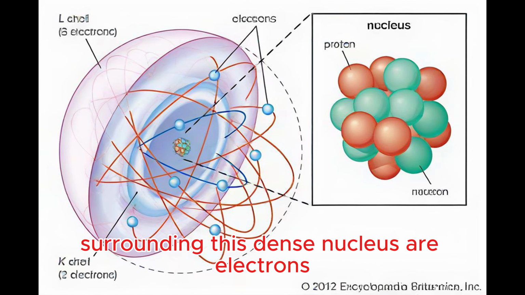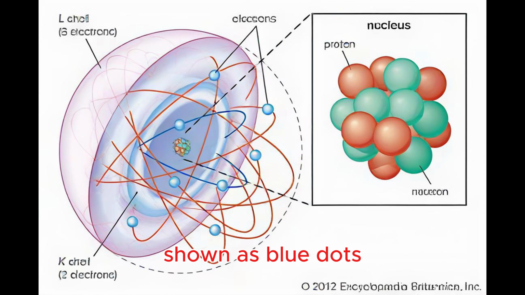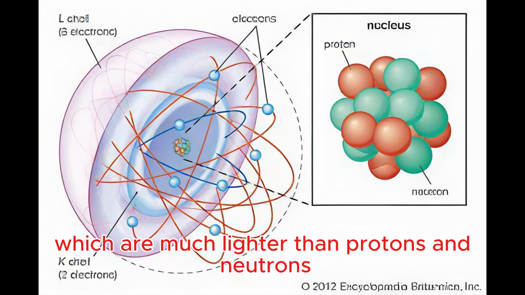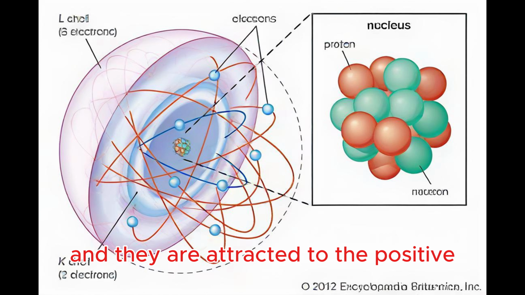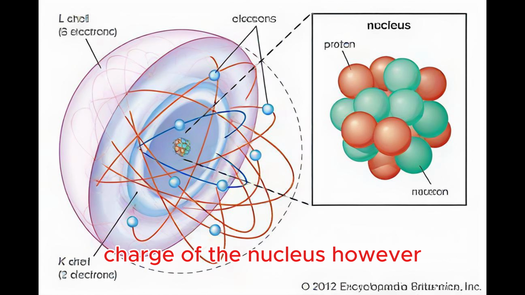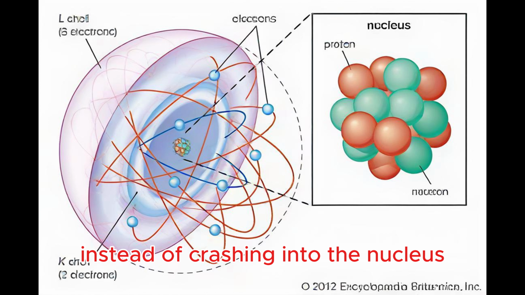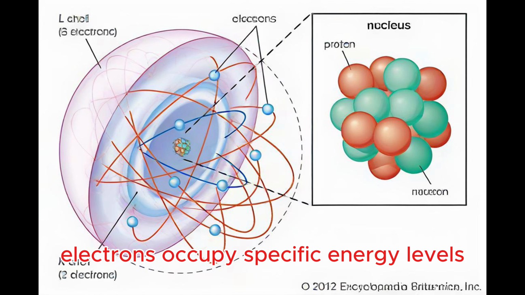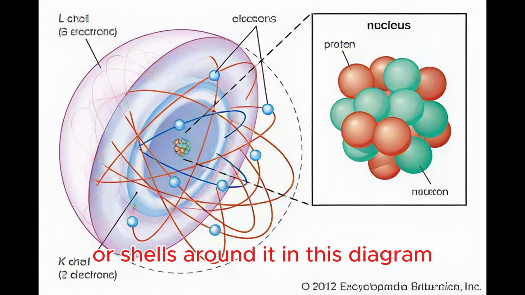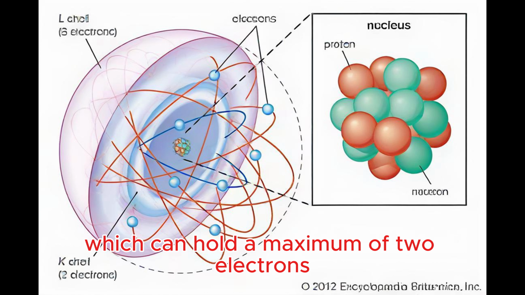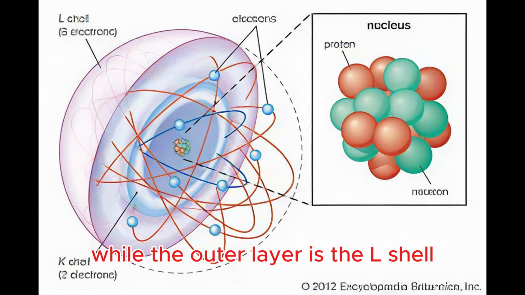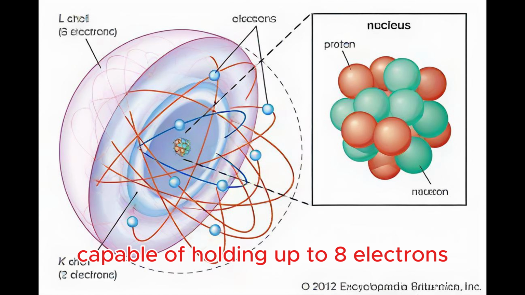Surrounding this dense nucleus are electrons, shown as blue dots, which are much lighter than protons and neutrons. Electrons carry a negative charge, and they are attracted to the positive charge of the nucleus. However, instead of crashing into the nucleus, electrons occupy specific energy levels or shells around it. In this diagram, the inner purple layer represents the K shell, which can hold a maximum of 2 electrons, while the outer layer is the L shell, capable of holding up to 8 electrons.